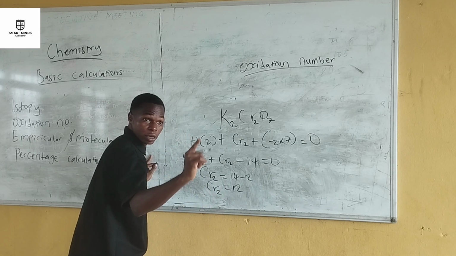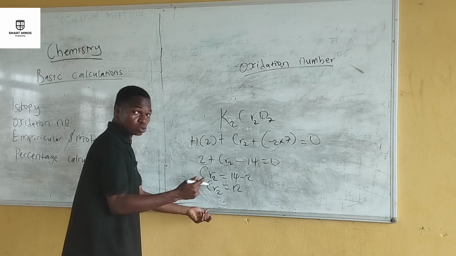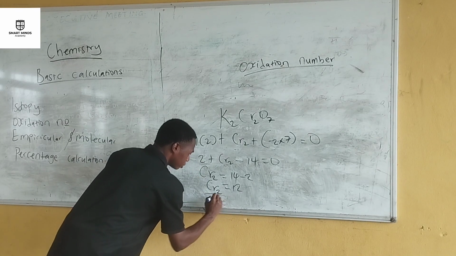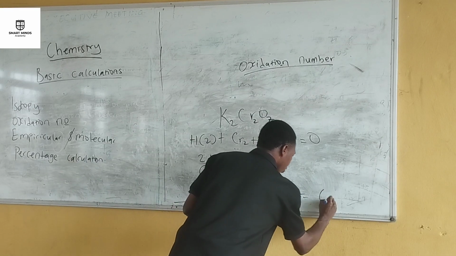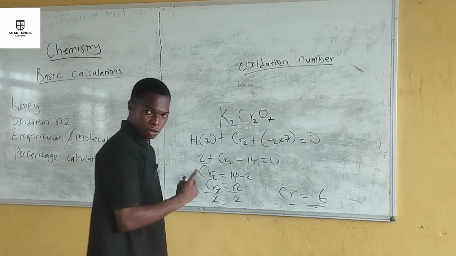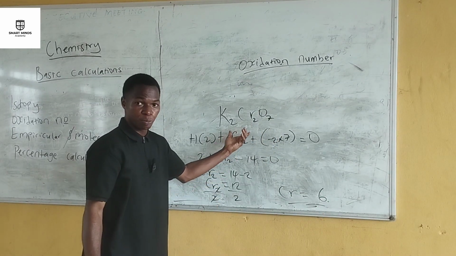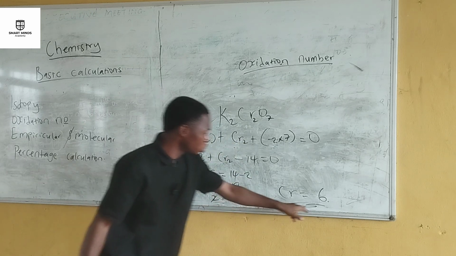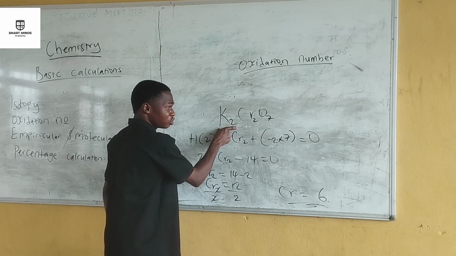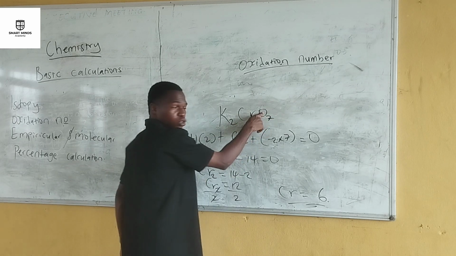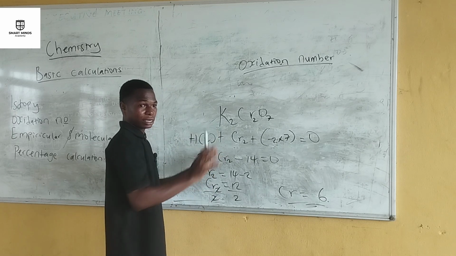Are we done? Remember, this chromium, they say chromium, they don't say chromium 2. So we divide both sides by 2. So chromium is therefore equal to 6. Do you understand? So can someone name this compound? Yes, someone can name it now because the oxidation state of chromium has been known. So let's name it. This is potassium heptaoxochromate 6.